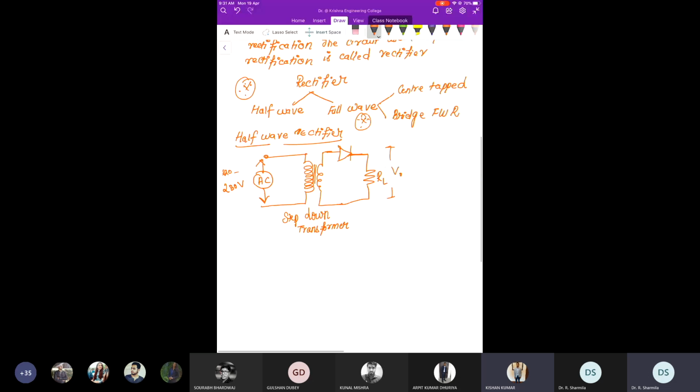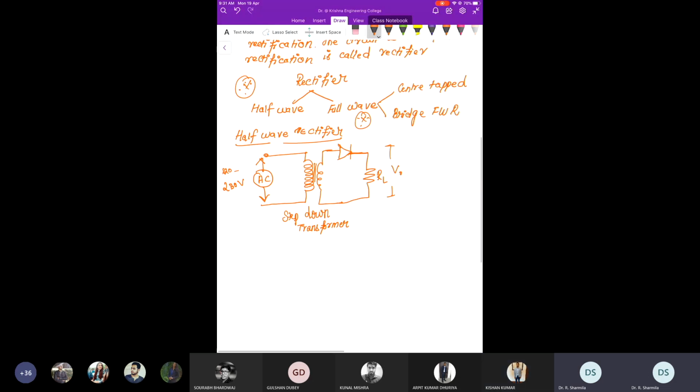Ma'am, will the voltage be reduced only up to 6 volt, or can it reduce even lower? Yes. No, that depends upon what type of winding they are using. Here I am considering that this transformer can give only 6 volt. It will reduce the 230 volt to 6 volt.